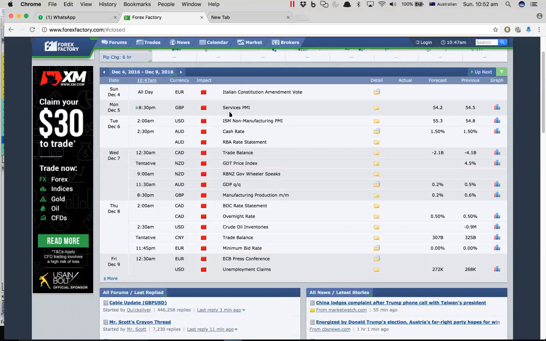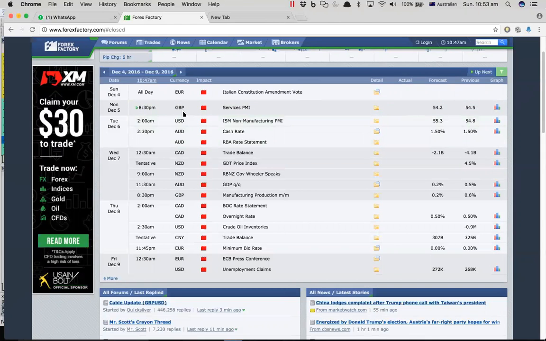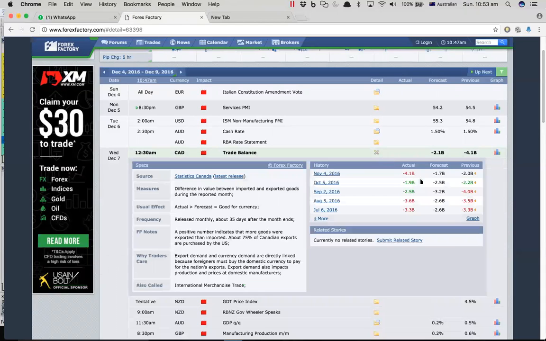British pound service PMI. So that is important, but what I can see for the last 3 months is that they are almost always coming in more than forecast. So if it goes the other way around, then it will have a big impact. Otherwise it won't have any impact. The same thing with the Canadian trade balance. Trade balance is something which you don't know upfront, and the forecast sometimes is not accurate. If you look at the history, none of the forecasts are actually true. So November, they were thinking 1.7, it was 4.1. Then in October, it was 2.5, they said now 1.9.